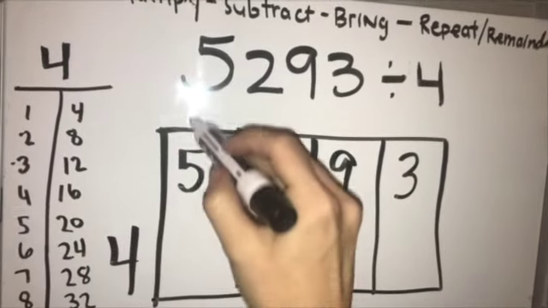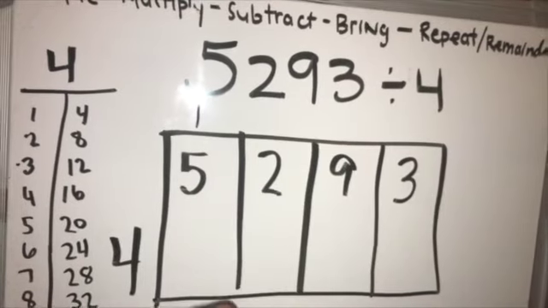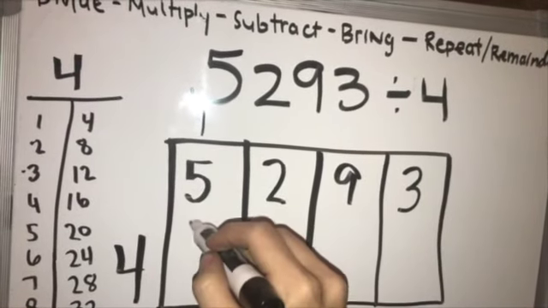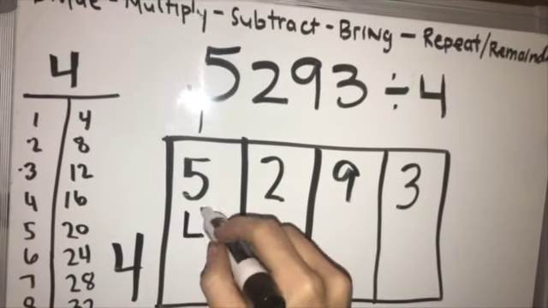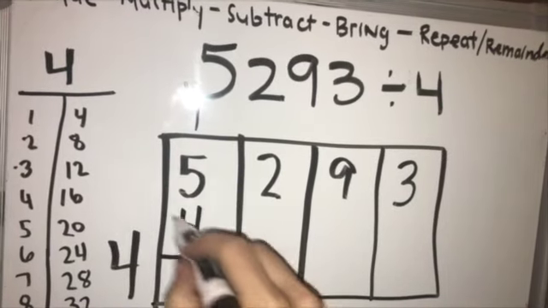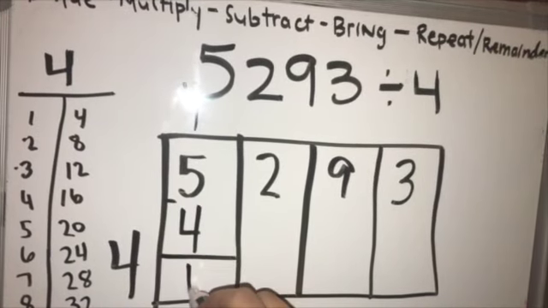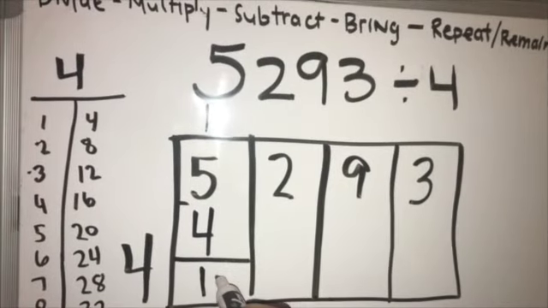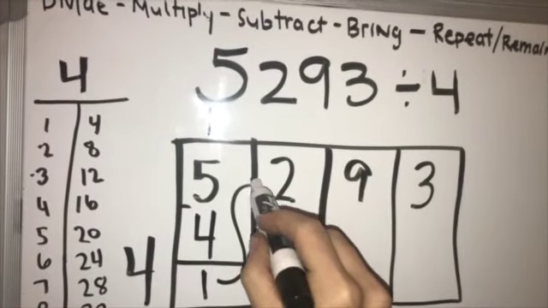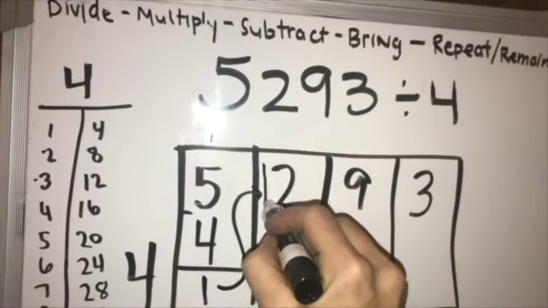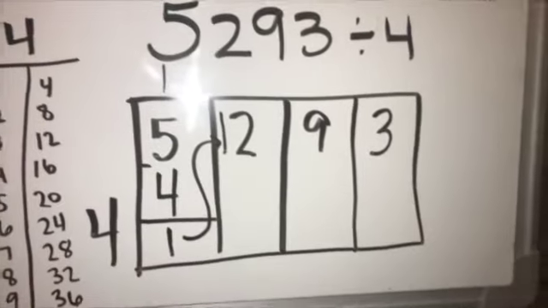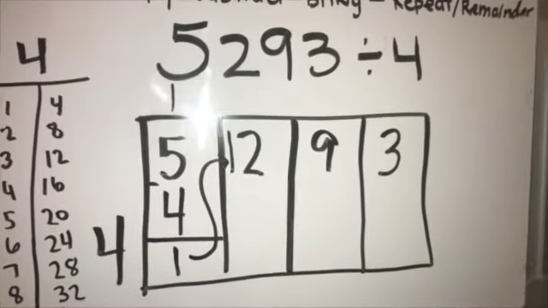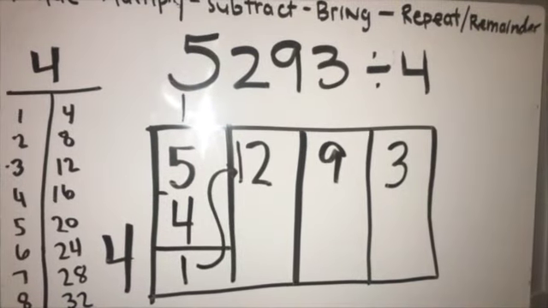I know 4 can go into 5 one time, and 4 times 1, right, we go to Mom, is 4. Sister says to subtract, I get a 1. I then need to bring over. I teach the kids the brother's lazy. We bring over. We give it to Rover. Now I have a 12. 12 is greater than 4, so I need to repeat.